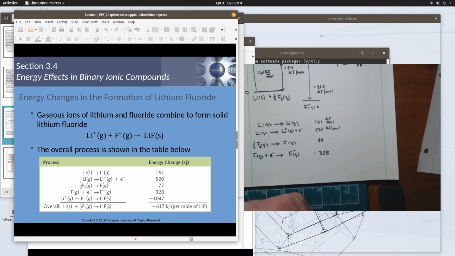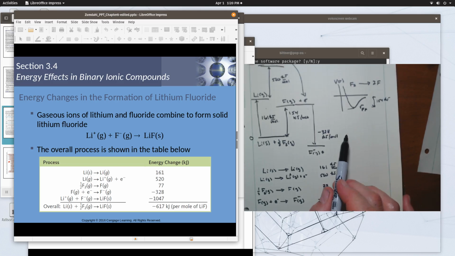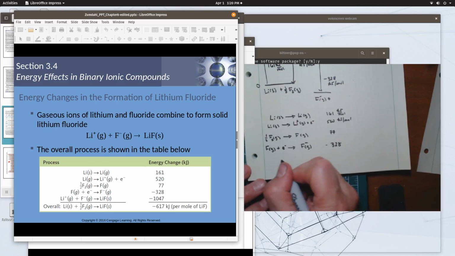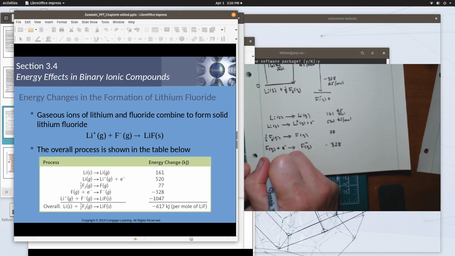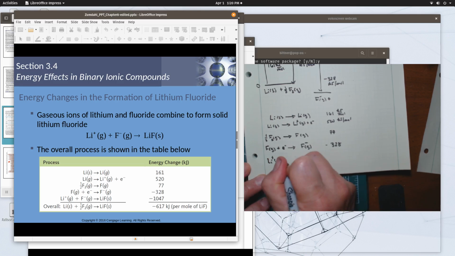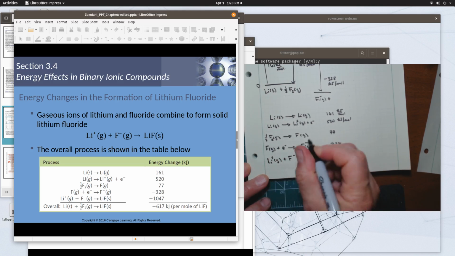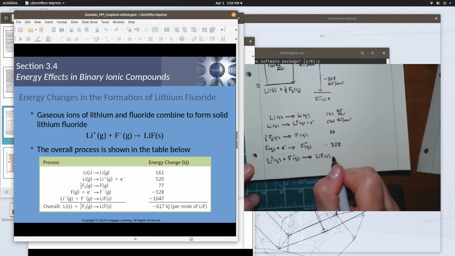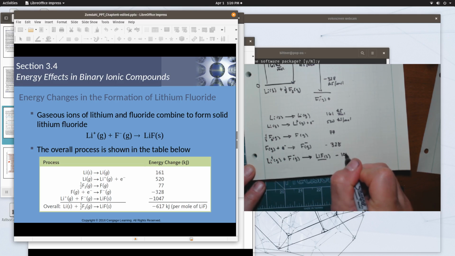Lastly, what I can do is to form the solid. I can take this ion and that ion and combine the two to form lithium fluoride solid, and that is the energy of formation. Lithium plus in the gas phase plus fluorine minus in the gas phase to form lithium fluoride solid. That's the enthalpy of formation of lithium fluoride solid. Minus 1047 kilojoules per mole. So our overall reaction.